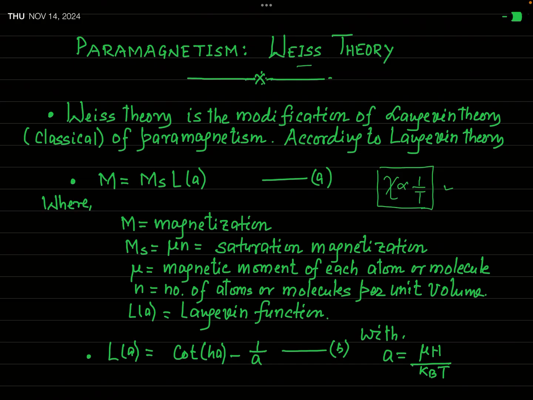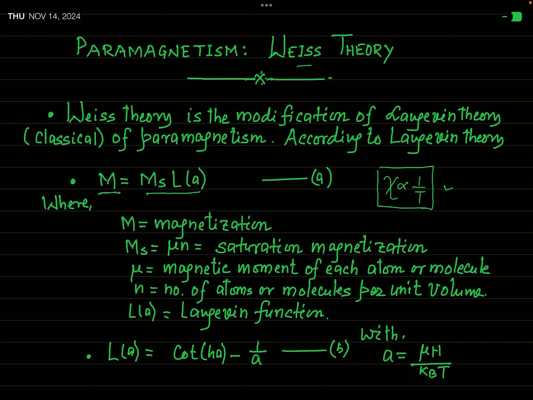Okay. So if your aim is to know what Weiss has done, how he has modified the Langevin theory, first of all you have to see what we have learnt in Langevin theory. So in this lecture I have actually mentioned all the results which we have obtained for paramagnetic materials in Langevin theory. You have seen that according to Langevin theory, the magnetization M of a paramagnetic material is given like this. We have obtained this result in our previous lecture.